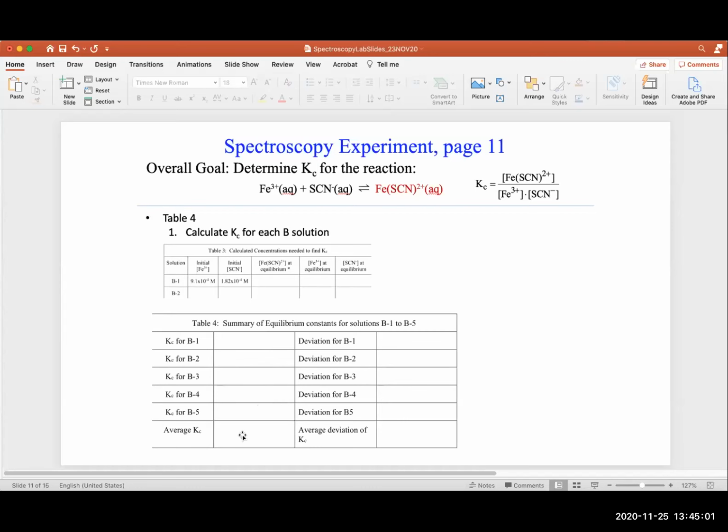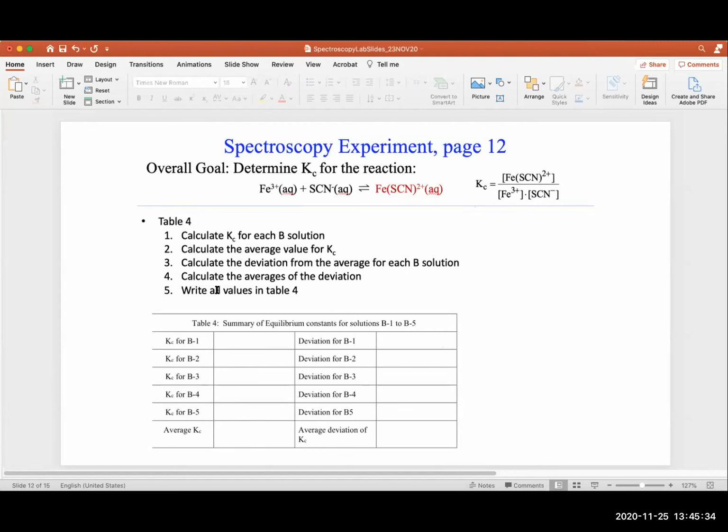Your average K will be a pretty good representation of the theoretical value of K. That'll be an experimental value of K. You will see deviations in your K values. They will not be identical, but in theory, they should be. And that's something you'll want to think about for your discussion. So again, the goal is to find K, and I just walked you through the different steps that we're going to follow.